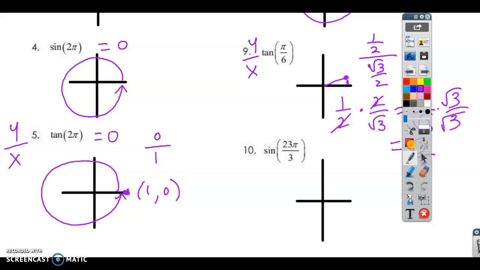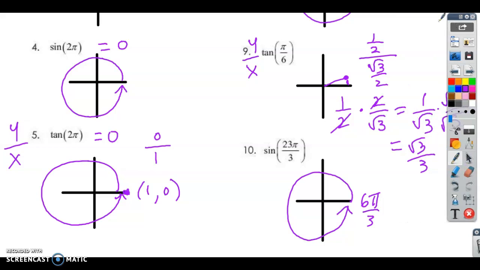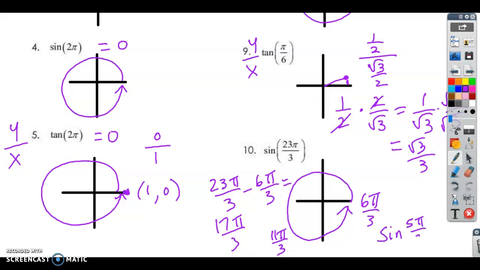So 23 pi over 3, all the way around in thirds is 6 pi over 3. So I'm just going to subtract 6 pi over 3 until I get to a number I like. I'm going to do 23 pi over 3 minus 6 pi over 3 one time around, and I end up with 17 pi over 3. Subtract another 6 and I get 11 pi over 3. Subtract another 6 and I get 5 pi over 3. Let's do that. The sine of 5 pi over 3.